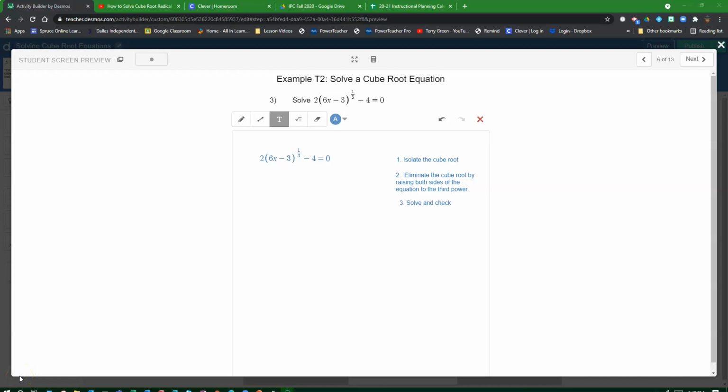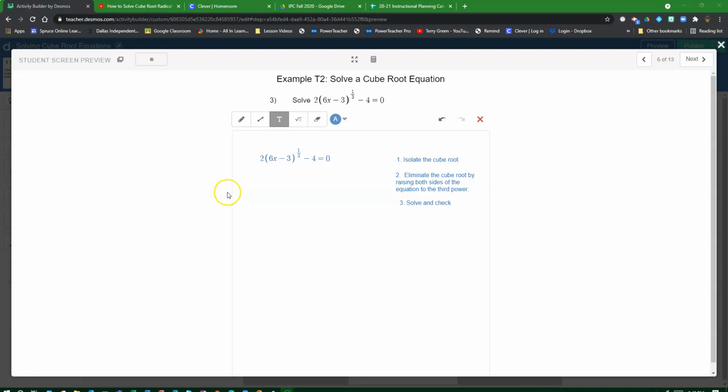Okay, here we want to solve the cube root equation: 2 times the cube root of 6x minus 3, or (6x - 3) to the 1/3 power. That's another way to say the same thing. Minus 4 equals 0.